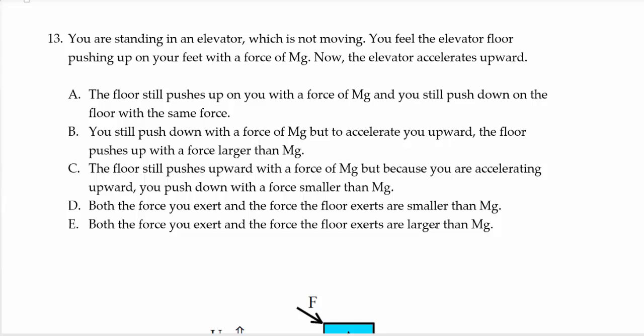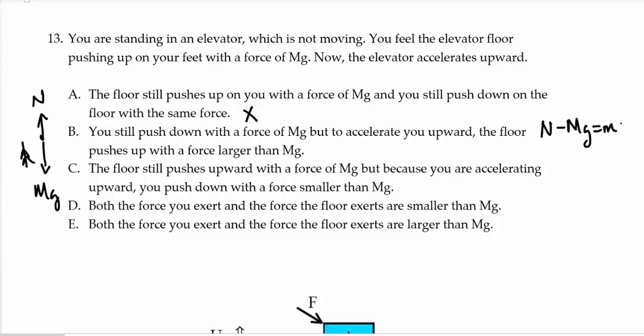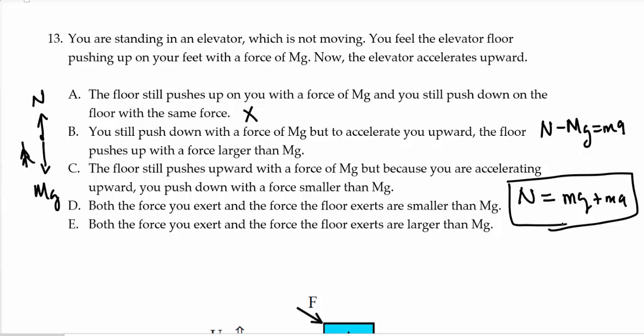Correct? When the elevator accelerates upward, the floor still pushes up on you with a force mg, and you push down on the floor with the same force. This is not true. Do you know why? This is the normal force on you. This is your weight, mg. When you accelerate upwards, you have N minus mg equal to ma, which means that the force that the floor pushes up on you, N, will be equal to mg plus ma. It increases. In this case, you feel as if you weigh more, or you feel a sharp increase in the force below your feet. So A cannot be true.